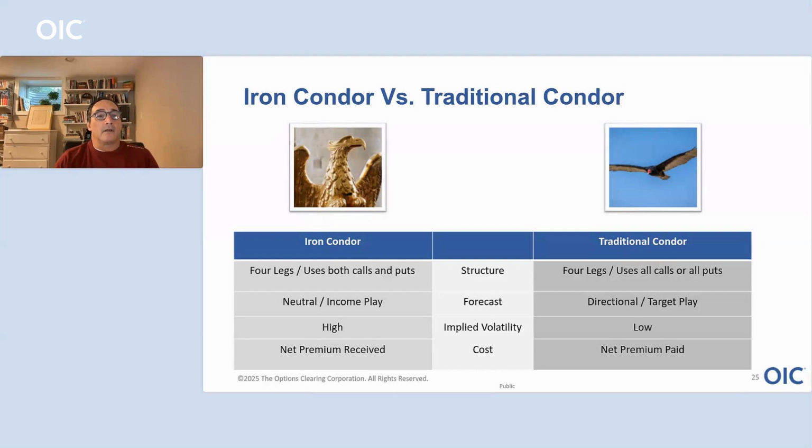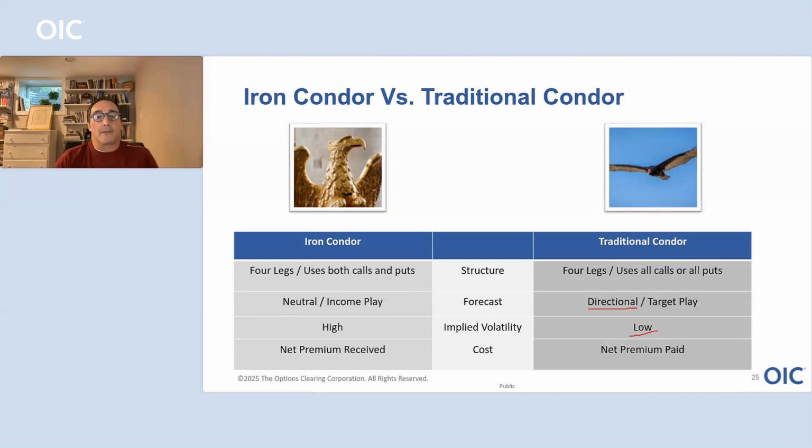Now, the iron condor traditionally is more of a neutral income play. We're looking to target those rich options and take advantage of elevated premiums, but with also a neutral outlook. The condor, the long condor, is typically put on when implied volatilities are low. In other words, option prices are inexpensive, and we have either a neutral or directional bias, okay?